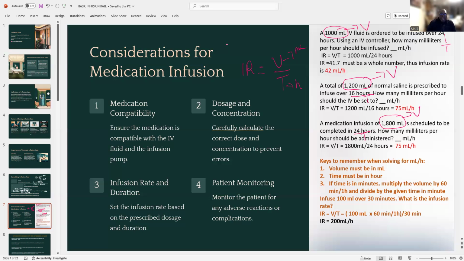Remember, number 3, we learn infusion rate and the duration. Set the infusion rate based on the prescribed dosage and the duration. It's critical. The doctor prescribed 800 milliliter. You need to set that based on the 800 milliliter. The doctor gives you 24 hours. You use 24 hours. So once you do that, you have 75 milliliter per hour.